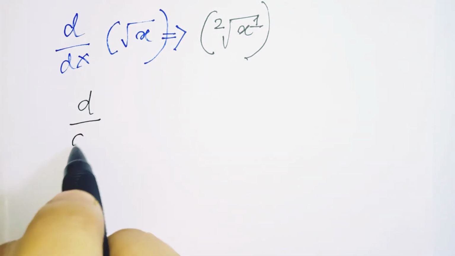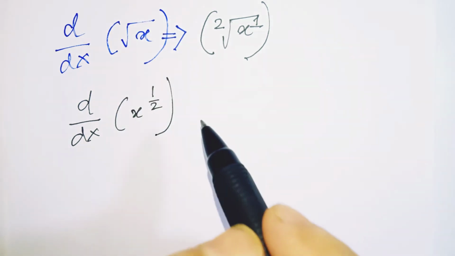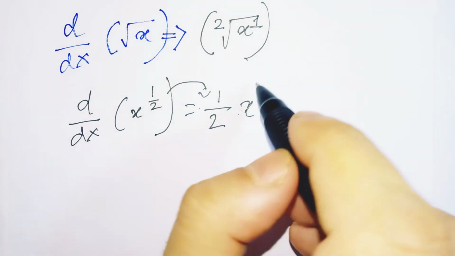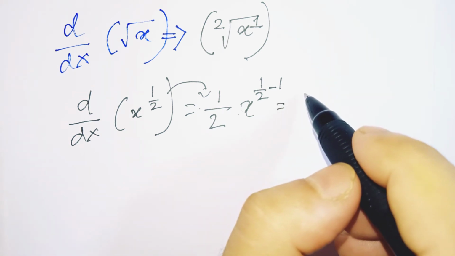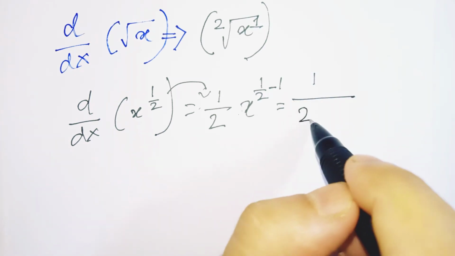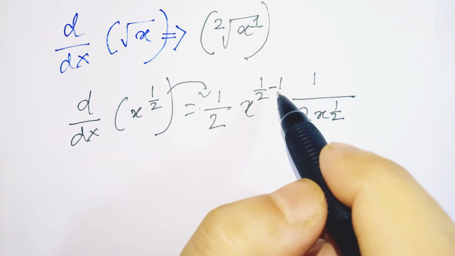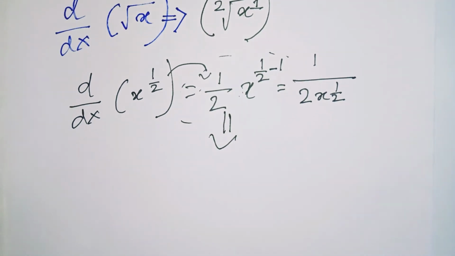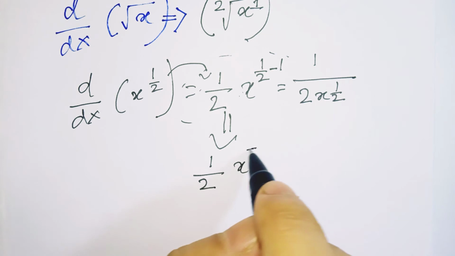So we take the d by dx, and let us rewrite this as x raised to the power 1/2, right? So with this, bring this down as usual, half, x, and then we reduce the power, 1/2 minus 1, and what we get is that this would be equal to 1 divided by 2x raised to the power 1/2. Now note that if I am going to solve this particular part, let me just show you in this way. This would be equal to 1/2 x raised to the power minus half.